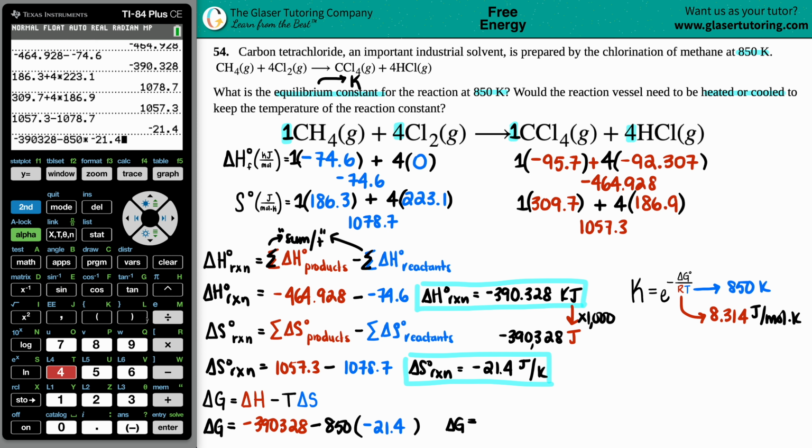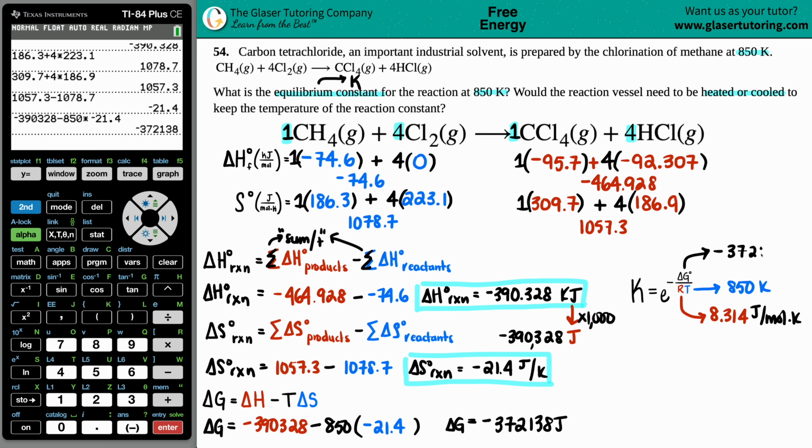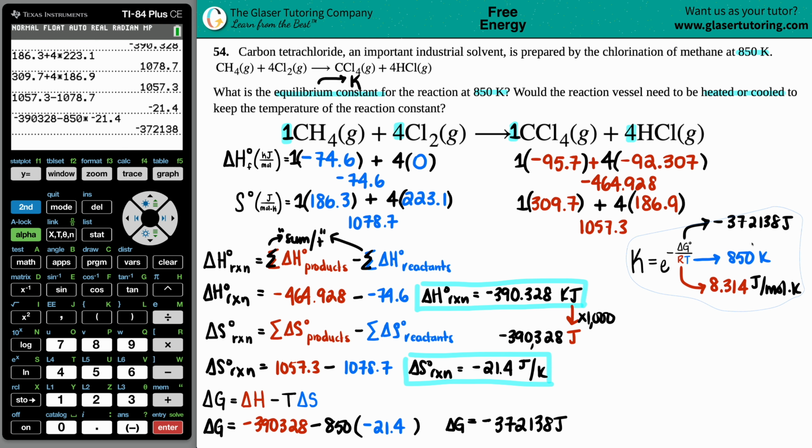And that looks good to me. Press enter. It's not the answer, so I'm not going to round. 372,138 joules. And that's the value that's going over here. Negative 372,138 joules. Now I have everything to plug into this equation.